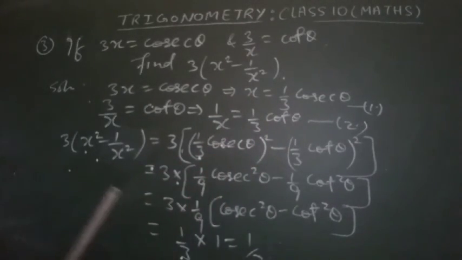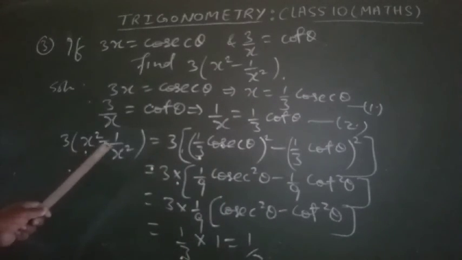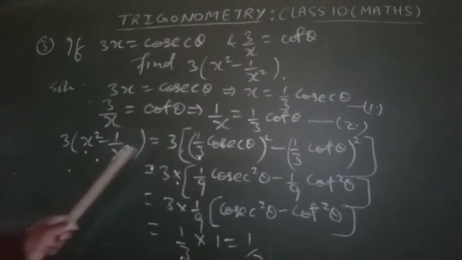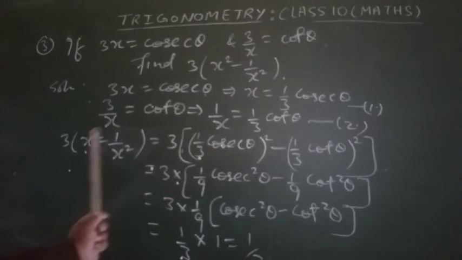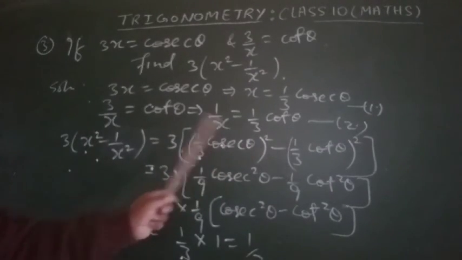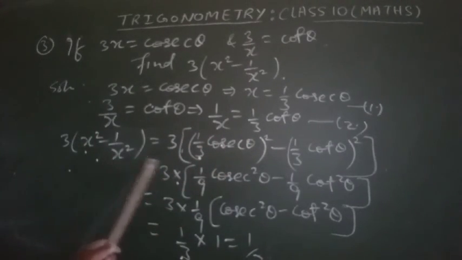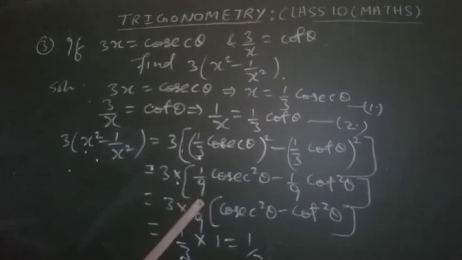Equation 1 and 2. What do I have to do? 3 into x square minus 1 by x square. So x value is 1 by 3 cosec theta, (1 by 3 cosec theta) whole square minus 1 by x square, (1 by 3 cot theta) whole square. Now 1 by 3 square is 1 by 9 cosec square, 1 by 3 whole square is 1 by 9 cot square. 1 by 9 taken common, cosec square minus cot square, it will be 1. So 3 divided by 9 becomes 1 by 3 into 1, that is 1 by 3. I think you understand. Okay, bye.